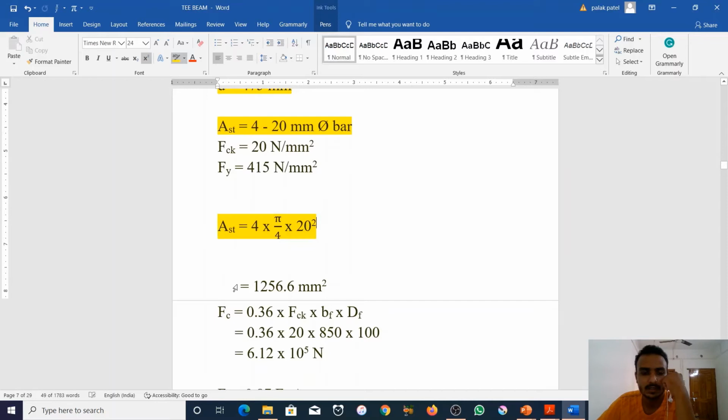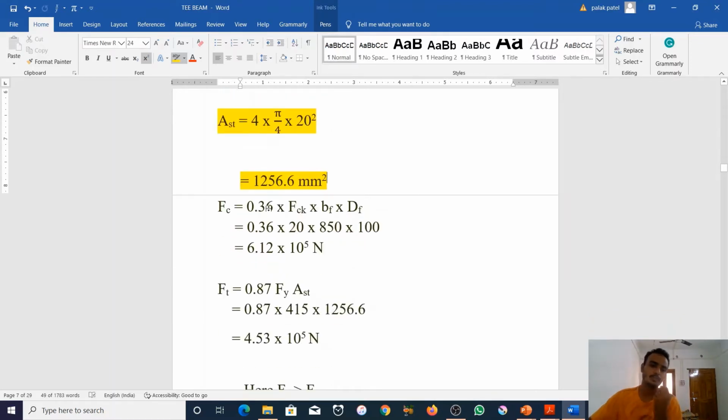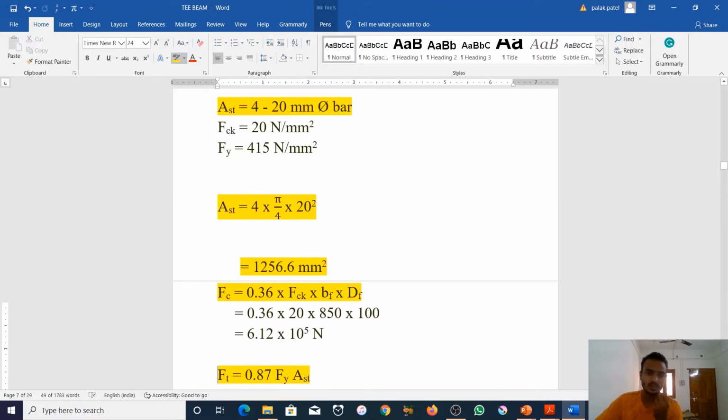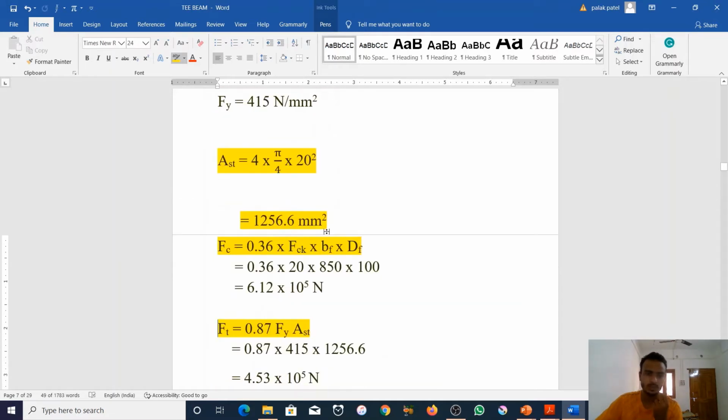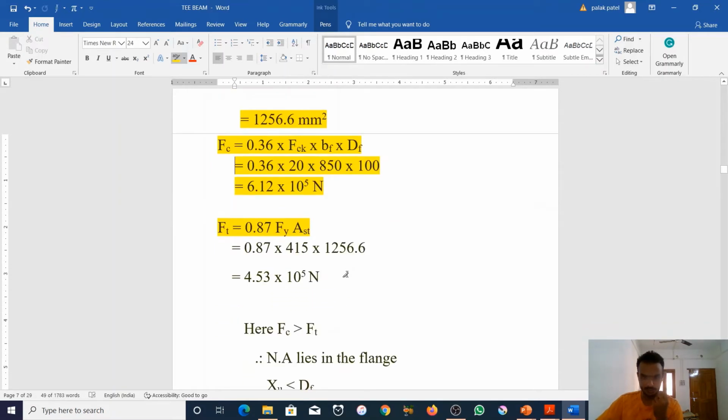Look at here, 1256.6 mm square. First of all, we have to find out FC, then after FT. FC equation is 0.36 FCK BF into DF. So 0.36 FCK is 20, BF is 850, DF is 100. So FC, which means force of compression, is 6.12 into 10 raised to 5.